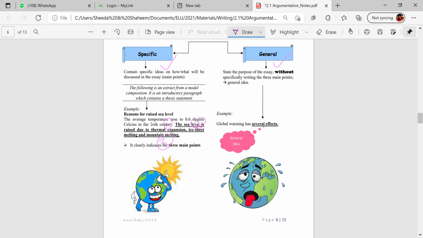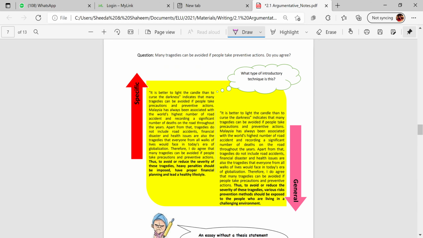It all depends on you. I repeat, it all depends on you. It doesn't mean that if you write a specific thesis statement, you're going to gain more marks for language and organization. No. As long as you have a thesis statement, then you're good. Okay, now, let's go through this example.